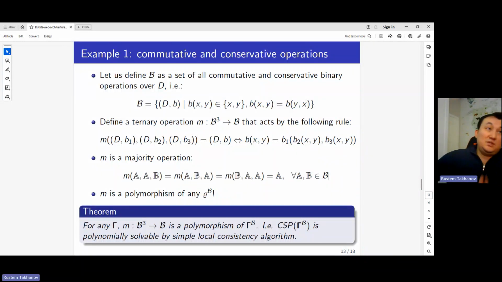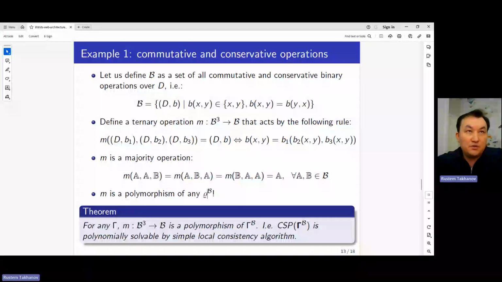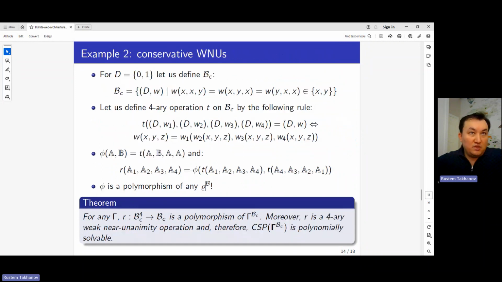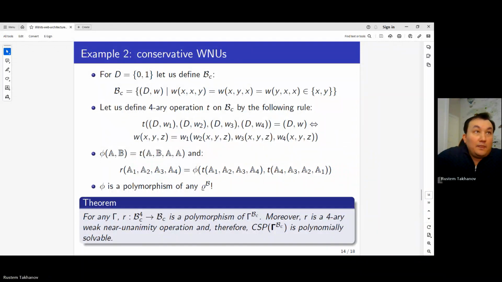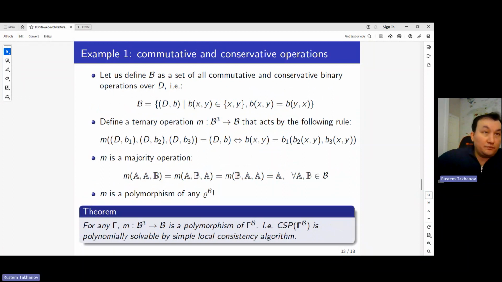And moreover, it is easy to see that this mapping will be a polymorphism of any relation rho superscript B for any rho. So any induced relation rho superscript B will be preserved by this operation. So what does this mean? The majority operation will be preserved by any gamma superscript B. And this automatically gives us that gamma superscript B will be tractable, because all languages with a majority operation are always tractable, right?